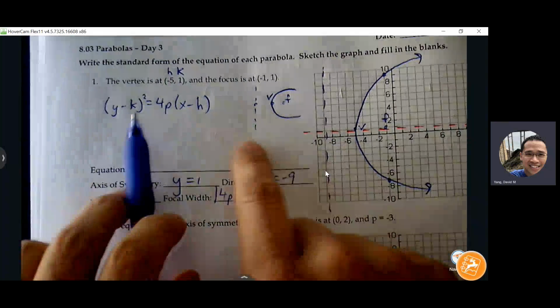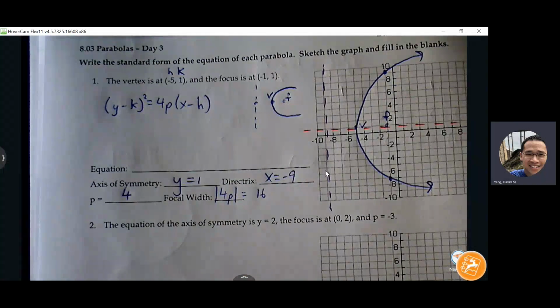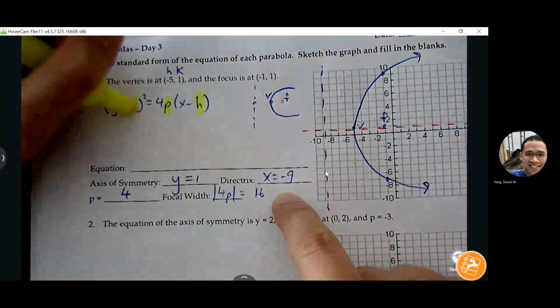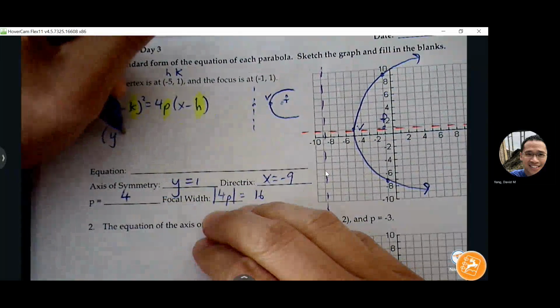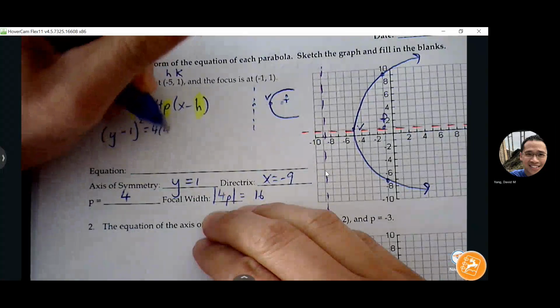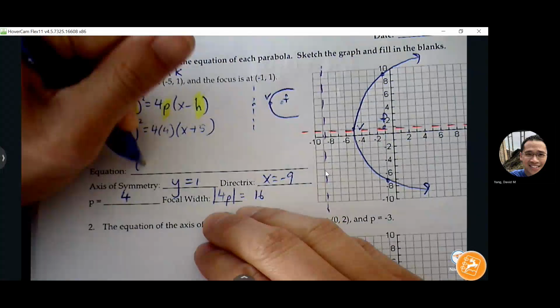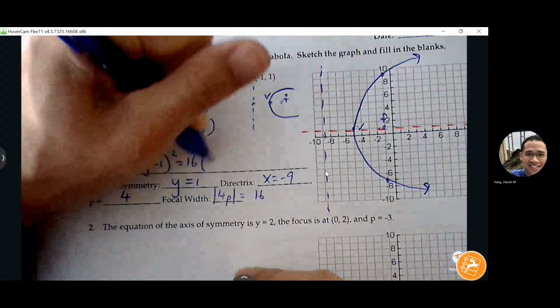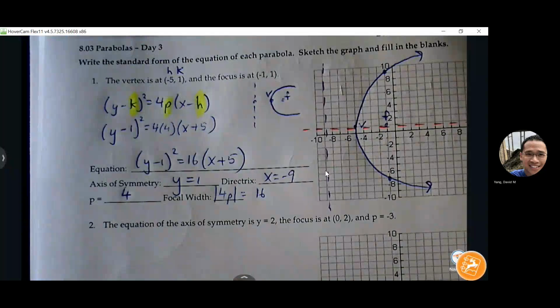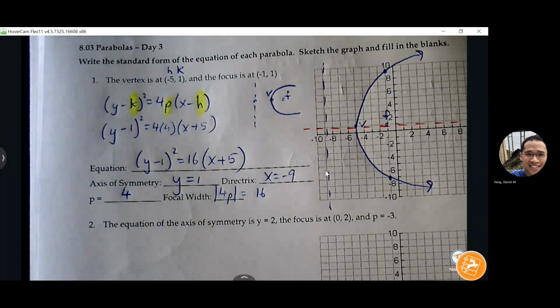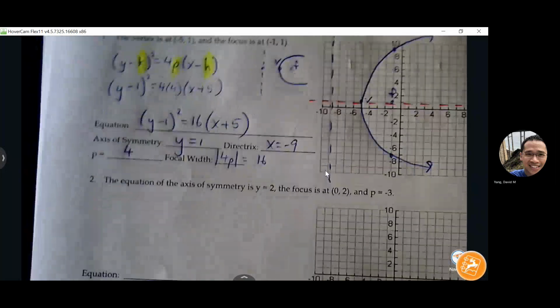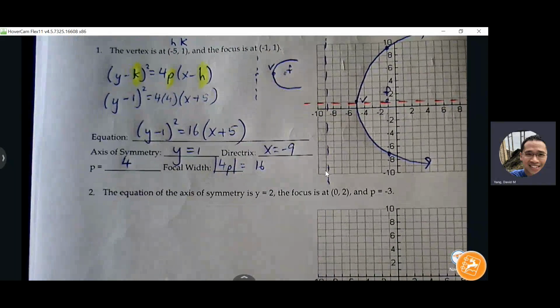now we can fill in our equation, right? So we're going to replace the h, the k, and the p. And we should be able to get our standard equation, standard form. Okay. Any questions there?